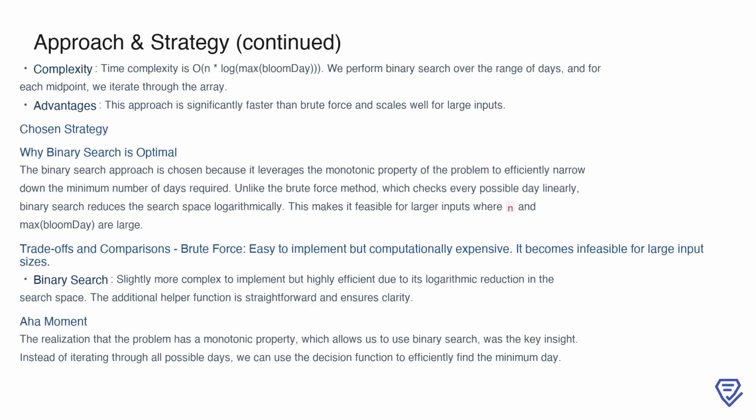To further highlight the benefits, the helper function used in this approach is straightforward. It simply iterates through the bloomDay array and counts the bouquets that can be formed within the given day count. The breakthrough moment here is the realization that we don't need to iterate through all possible days. By focusing on the decision function, we can efficiently pinpoint the minimum day using binary search.